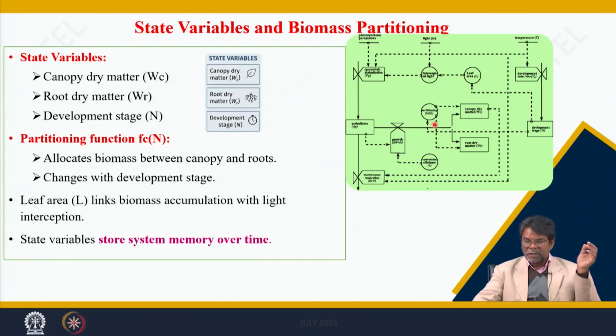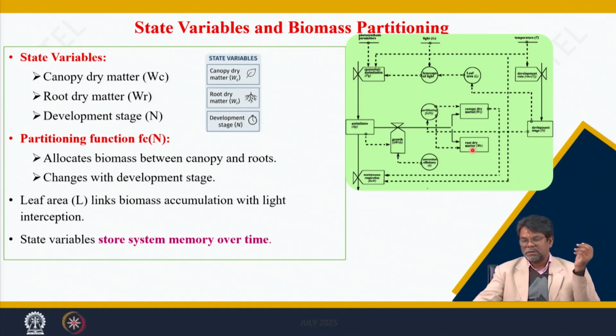And the partitioning function determines how much goes where. Suppose the plant accumulates biomass: 60% may go to the shoot, the canopy, and 40% to the root, or 40% to the shoot and 60% to the root. That depends upon the developmental stage of the crop. At the beginning stage, the partitioning of the biomass to the canopy and the root is a function of the stage of development. So it is not constant throughout the growth phase.